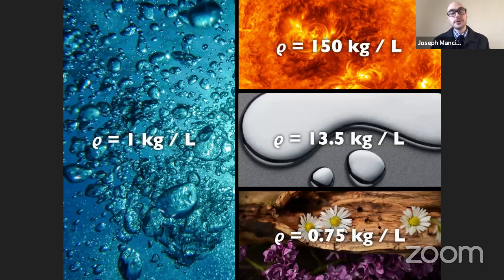A convenient unit for human-sized things is kilograms per liter. I think it's reasonable to think of a 1 liter bottle of water having a mass of 1 kilogram. A 1 liter bottle of mercury having a mass of 13.5 kilograms. Don't drink mercury. A 1 liter bottle of the sun having a mass of 150 kilograms. You can drink the sun.